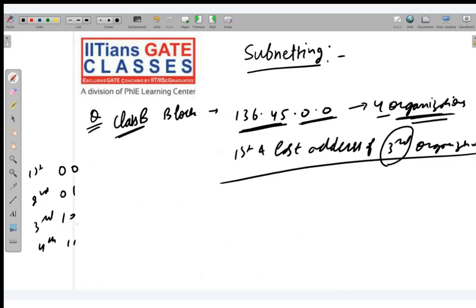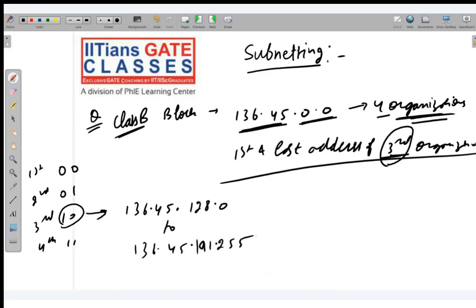Now try to imagine in your head what we are going to do. For the third organization, I'm saying first and last address. So it will be 136.45.10 followed by 6 zeros, so 128.0. Until what point will we go? The first 2 bits, 10, are fixed, so the remaining 6 bits can go up to 63. So 128 plus 63 comes out to be 191. So we will go till 136.45.191.255. Please let me know if you have any doubt.